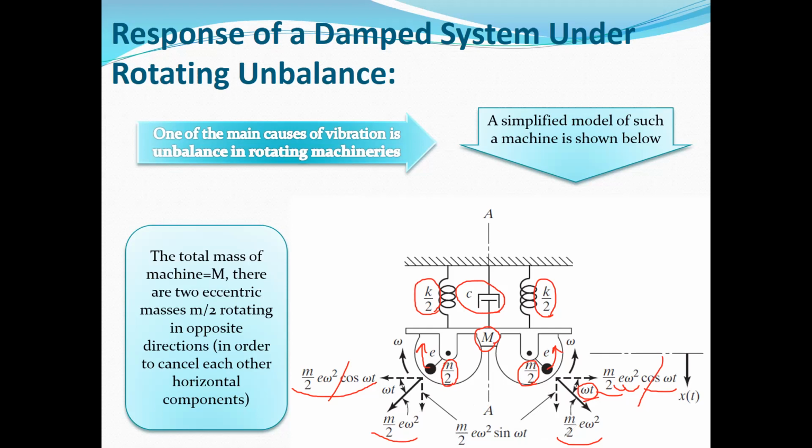omega squared, where the radius of the unbalanced particle is called e, lowercase e, as you can see here. So the vertical force is m e omega squared. We have two masses with mass m divided by 2. So the summation of these two masses is equal to m times e times omega squared, and omega is the angular velocity.